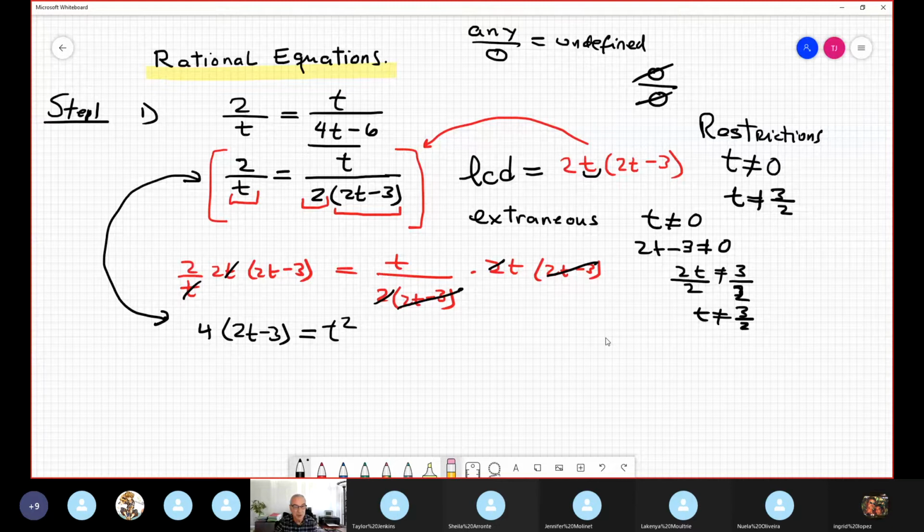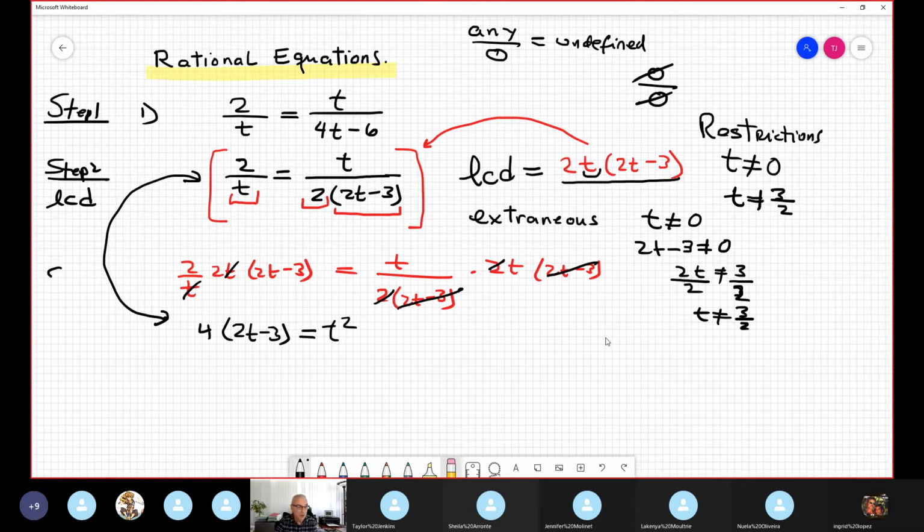Factorization of any expression in the denominator, one by one. Okay. Step number two: find the LCD. I did that. Step number three: multiply the entire equation by the least common denominator. And magically, we get the equivalent equation.